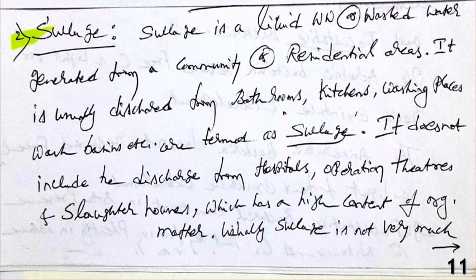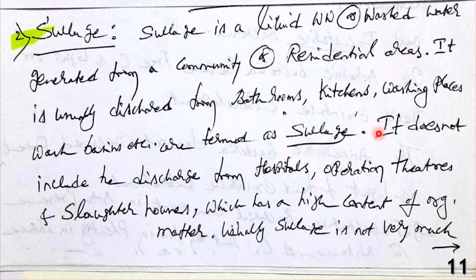Now, in a house, we are producing two types of wastewater. Can you observe from the bathroom, kitchen, washing places or wash basins? These are called washed water. Washed water is one type of water. It contains less organic matter, right? This is called sewage. Another wastewater is produced from your toilets. Remember it. Those things are really called sludge. This sewage is liquid wastewater or washed water generated from a community or residential areas.